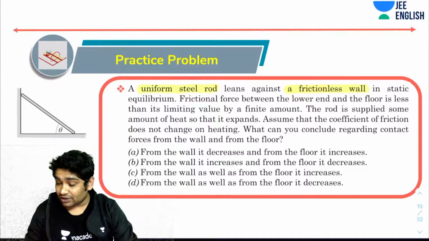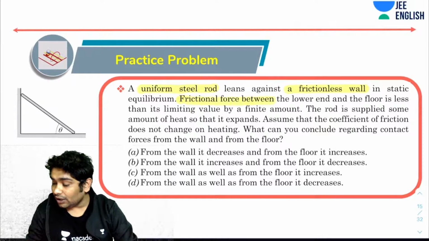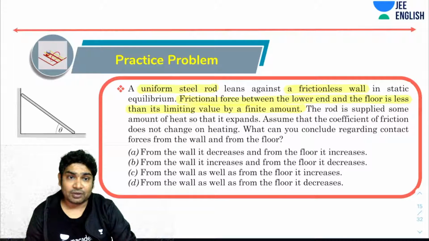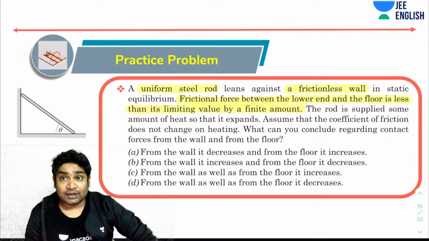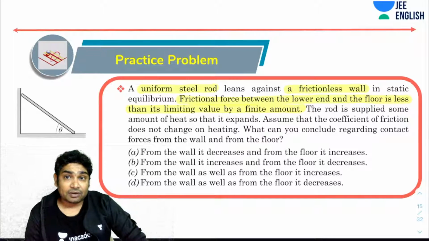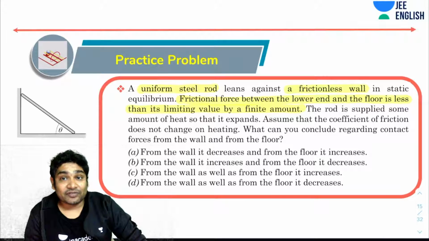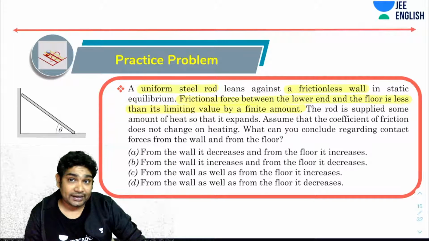Okay. Now frictional force, however, between the lower end and the floor is less than the limiting value of the friction by some finite amount. So it is not even close to the limiting friction. Okay, that has been told to you. Now you've been told that the rod is supplied some amount of heat so that it expands. Okay, so that is what you have been told. You heat the rod and it expands. Assume that the coefficient of friction does not change on heating.